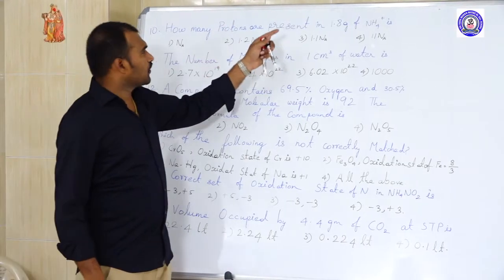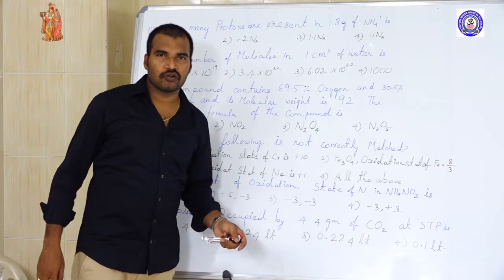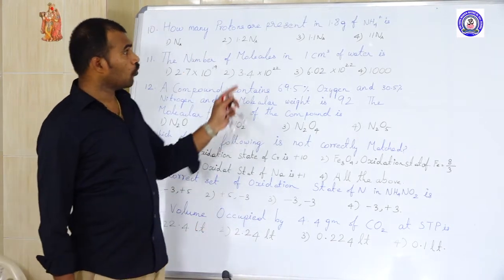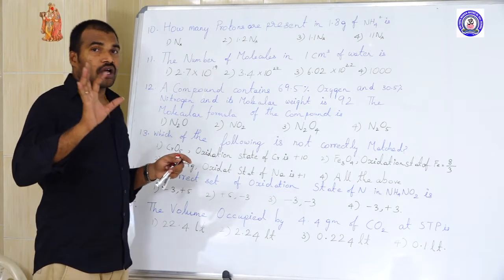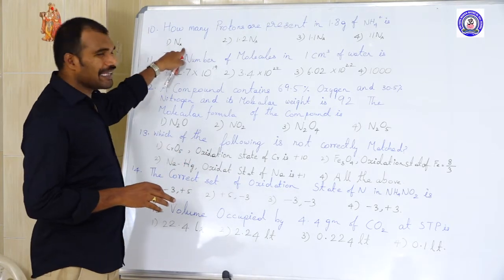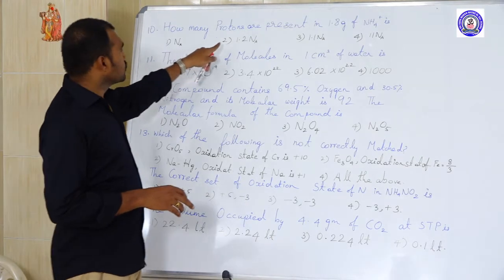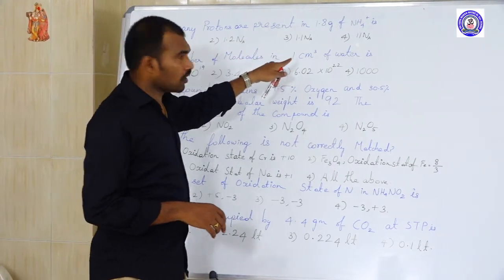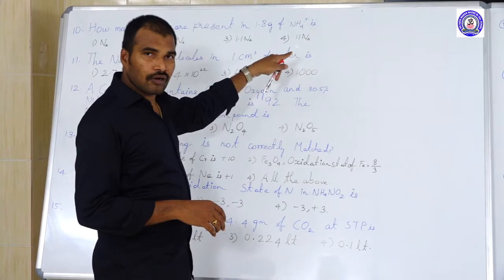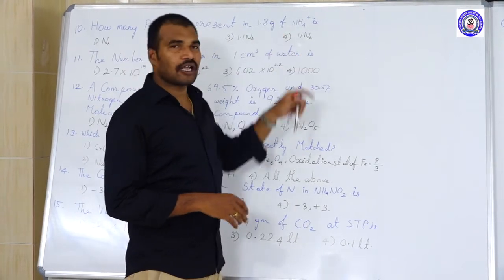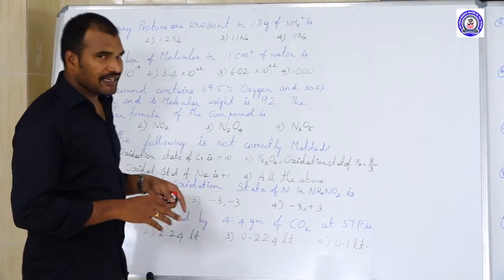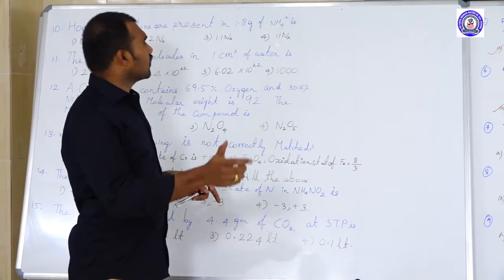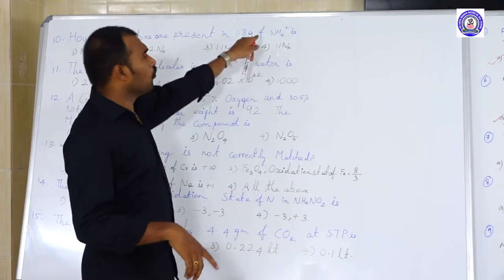Protons are present in 1.8 grams of NH4+ ion, ammonium ion. So he is asking the number of protons. He given NA. NA means Avogadro number. 1.2 times of Avogadro number, 1.1 times of Avogadro number, 11 times of Avogadro number. Okay, first of all, in 1.8 grams, how many moles and how many molecules of ammonium ion is present?